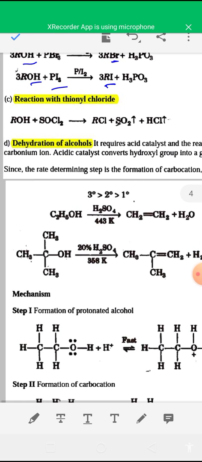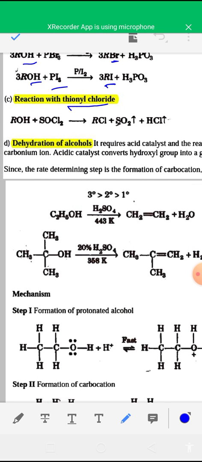Okay, and reaction with thionyl chloride. Thionyl chloride is SOCl2. Same substitution reaction: when any alcohol, in general ROH, reacts with SOCl2, the OH group of alcohol will be substituted by a Cl atom.